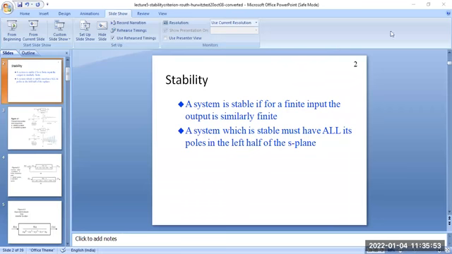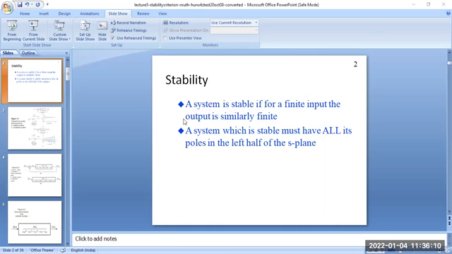Okay, sorry for that. Today's network is very disturbed. Both the college network and my personal network are disturbed, so again and again the class is getting cut. So I am repeating once again: stability analysis.